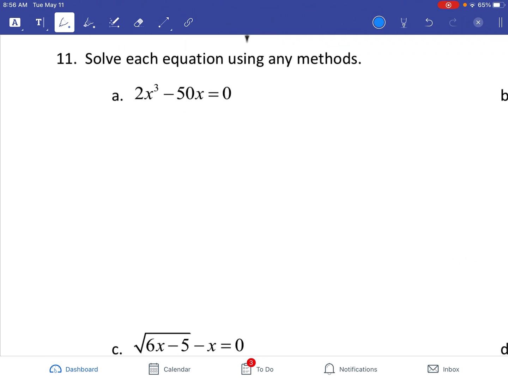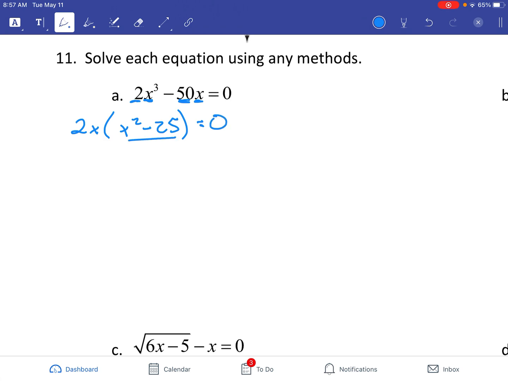All right, last section of the review sheet is solving these equations. Okay, for the first one, we have 2x to the third minus 50x. Well, 2 and 50 share a common factor, 2. And x cubed and x share a common factor x. So we take those two things out, and we're left with x squared minus 25.